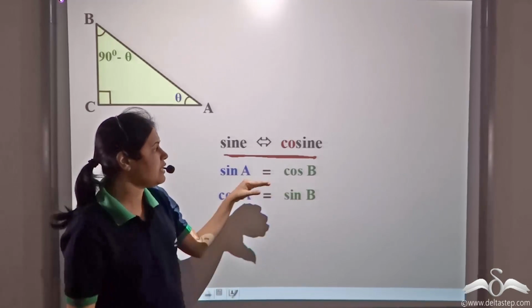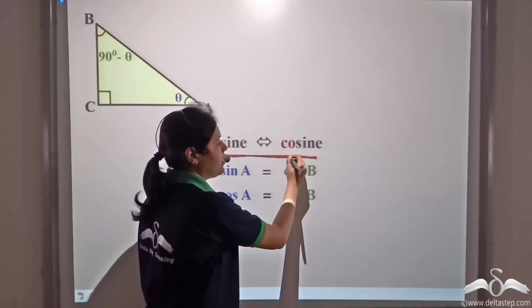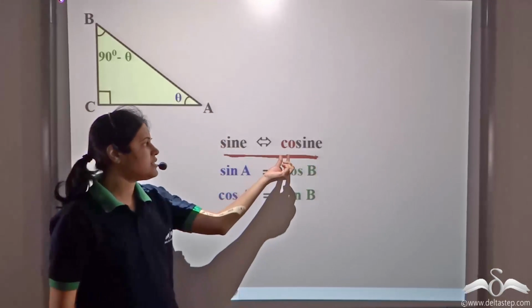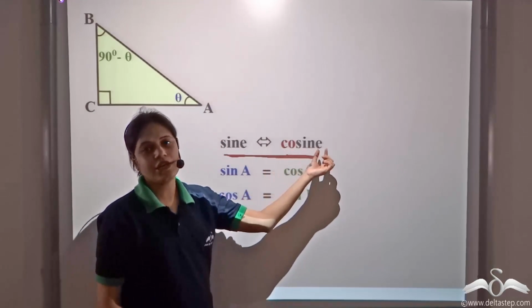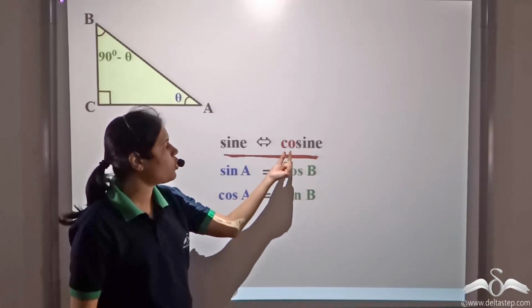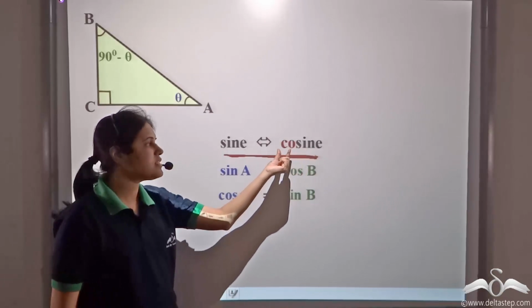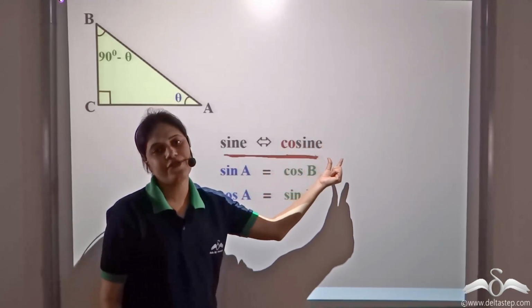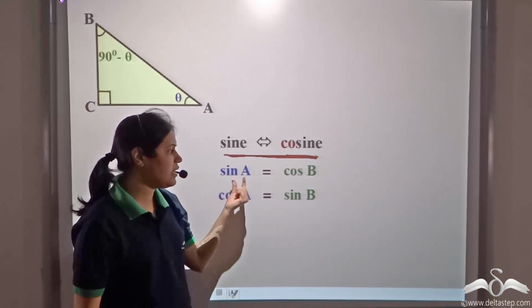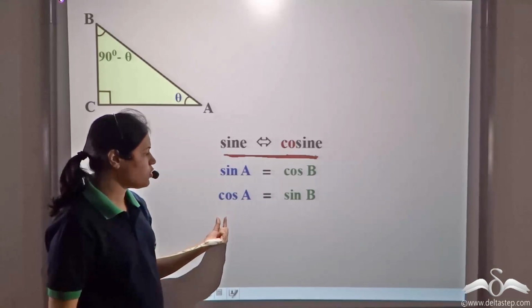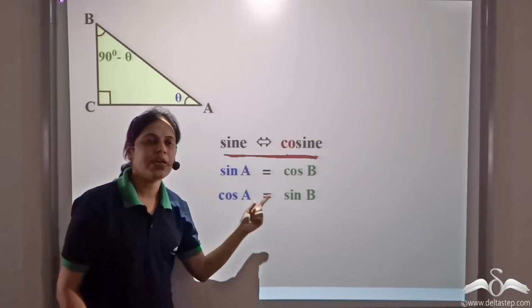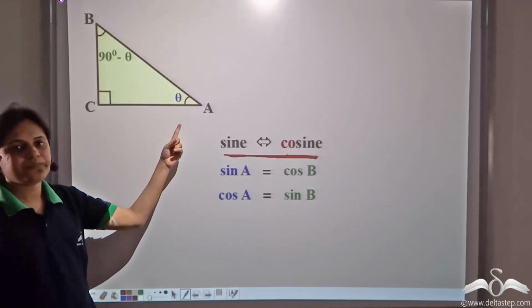So now you see where the name cosine came from. It is the complementary of sine. That is why it is called cosine. That is complementary of sine. So sine A equal to cos B and cos A equal to sine B in a right angle triangle.